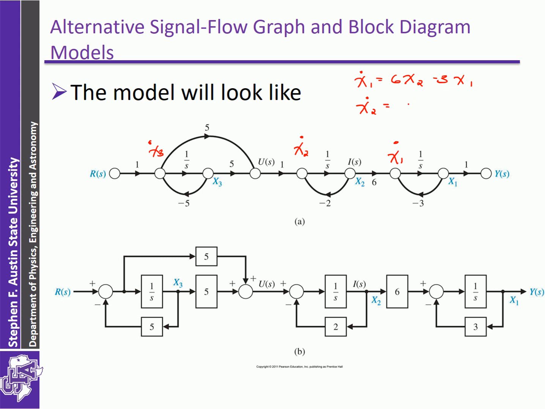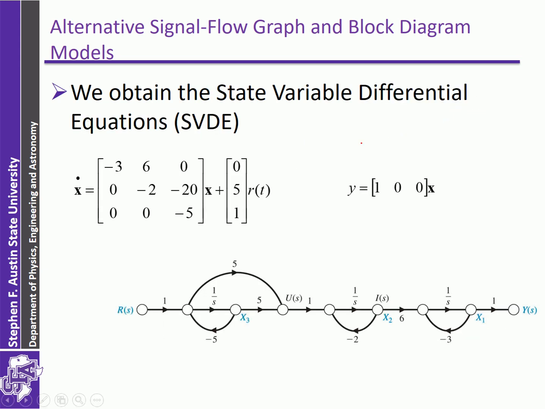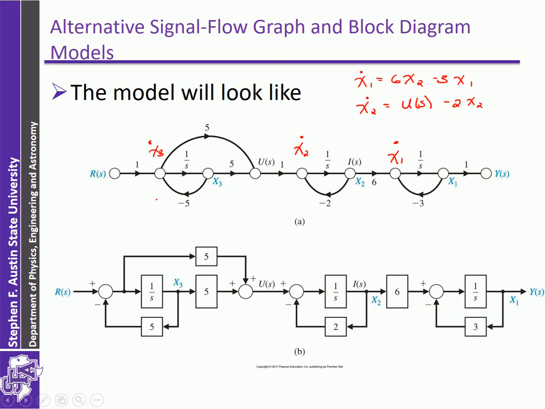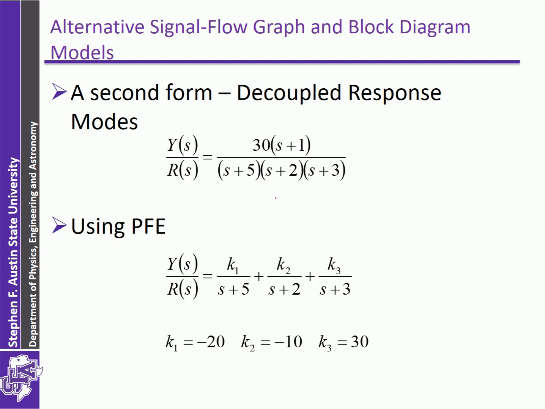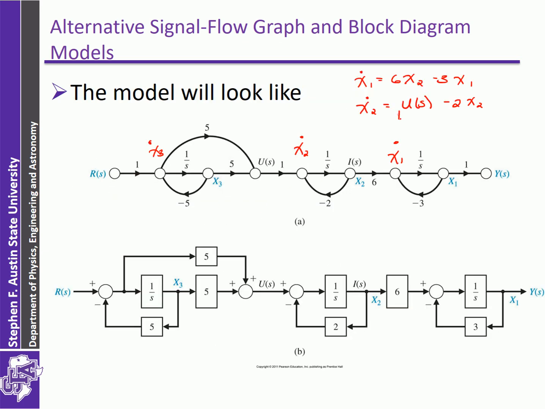So it's going to be u of s minus 2x2. We look here and we have basically what we just said. However, it's a little bit different here. It puts it in terms of u of s, but our state differential equation should be in terms of our state variables and inputs. And here we have a problem, because u of s is not our input.